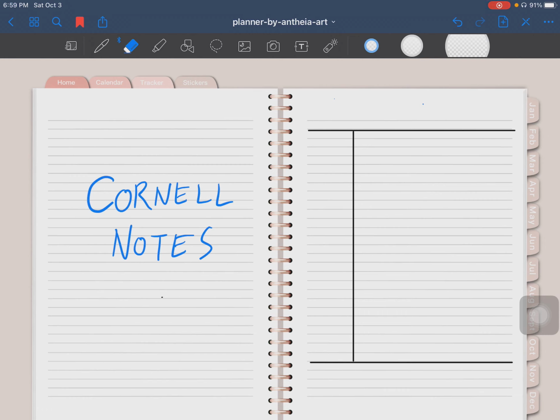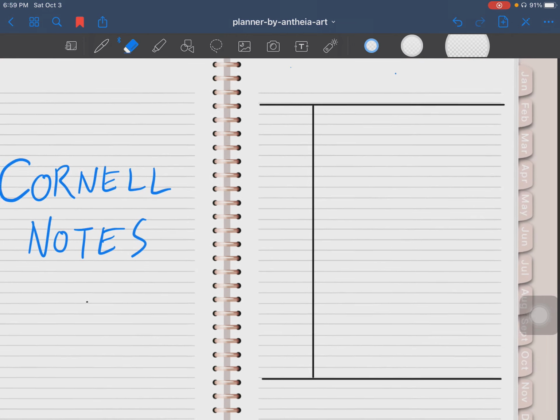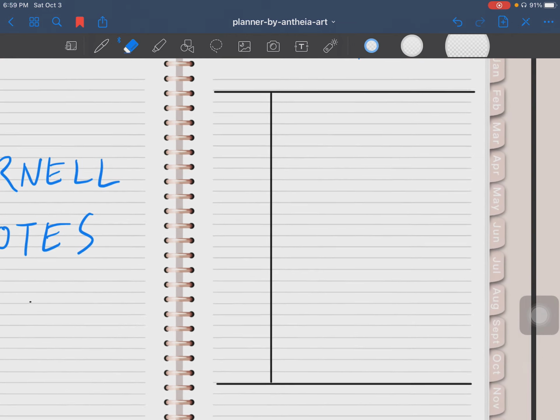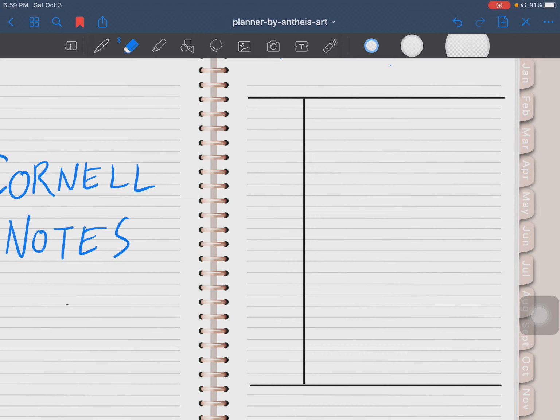So the first thing that you're going to do, let me just zoom here, is to have these columns in your notebook. You're going to divide your notebook into three columns. The first thing on the uppermost part is where you will be writing the topic and the date.